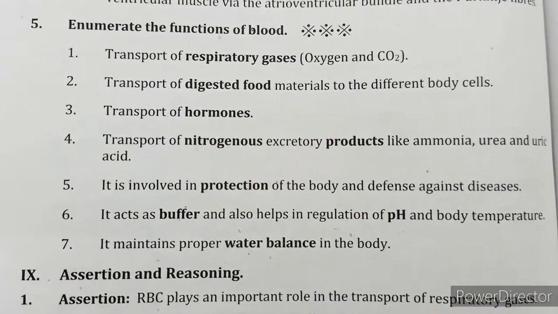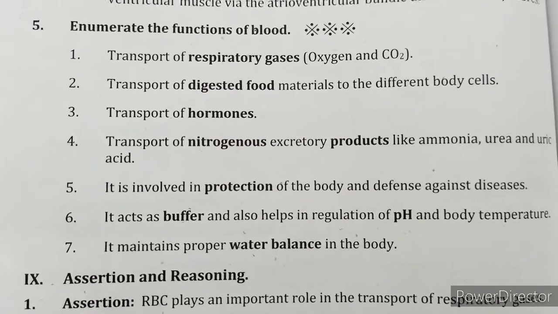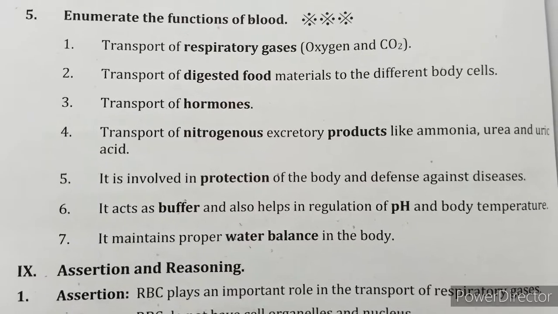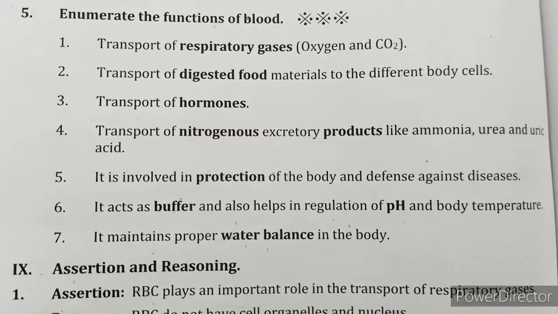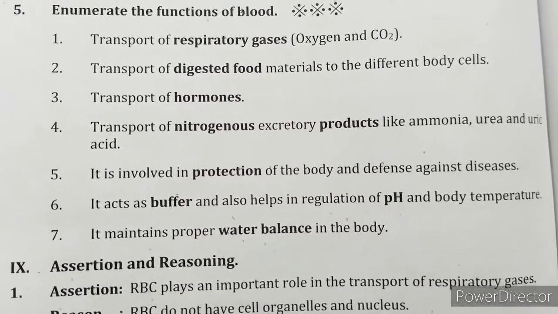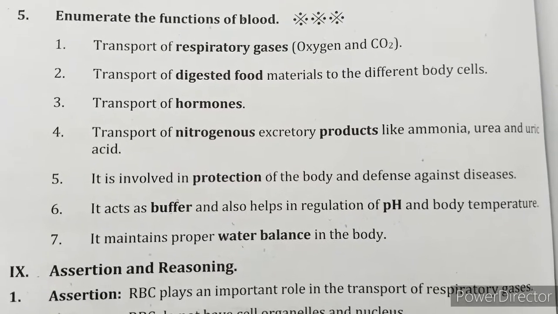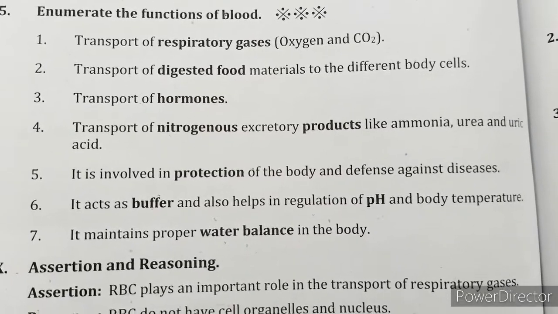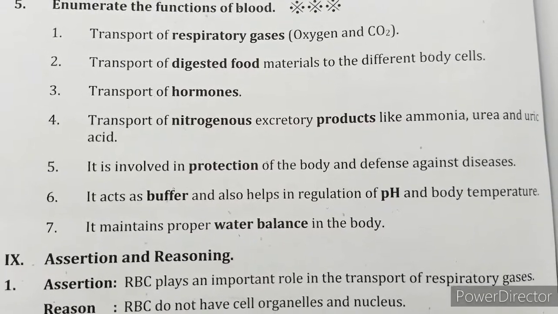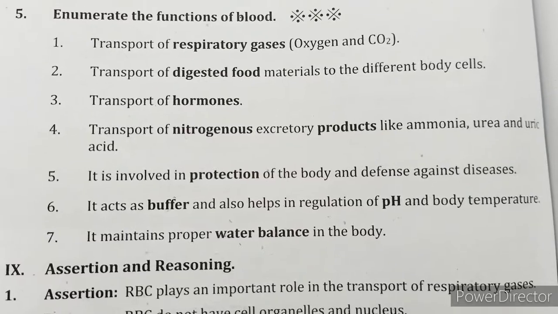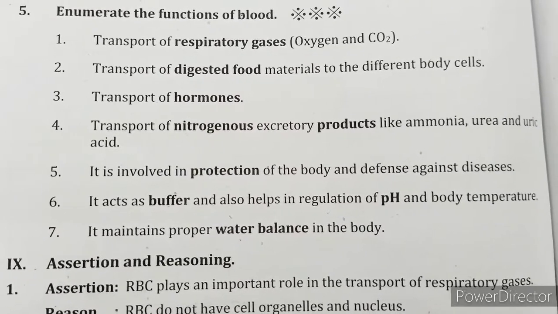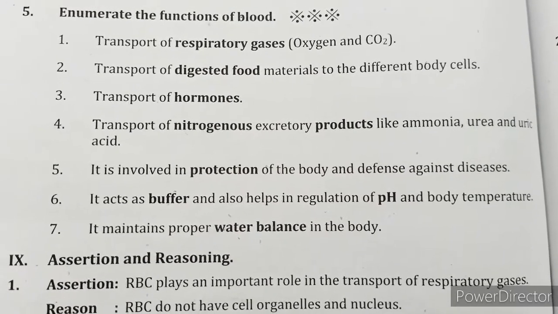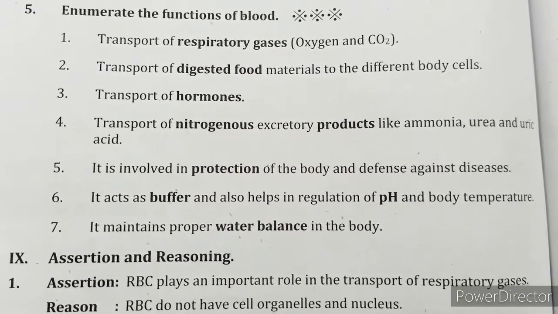Enumerate the functions of blood. Transport of respiratory gases, oxygen and CO2. Transport of digested food materials to the different body cells. Transport of hormones. Transport of nitrogenous excretory products such as ammonia, urea and uric acid. It is involved in protection of the body and defense against diseases. It acts as a buffer and also helps in regulation of pH and body temperature. It maintains proper water balance in the body.